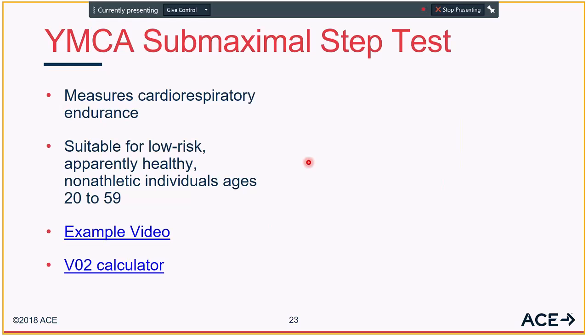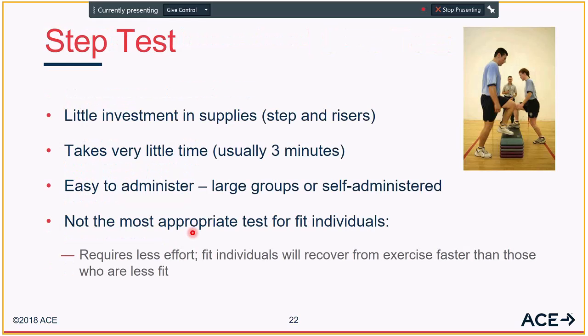We also use the YMCA submax step test, or the ACE does, and at rec sports, when we want to take our clients' submax values, we also will use this protocol. There are examples right here. But essentially, you're measuring someone's heart rate over the span of 3 minutes as they're stepping up on those risers right there.